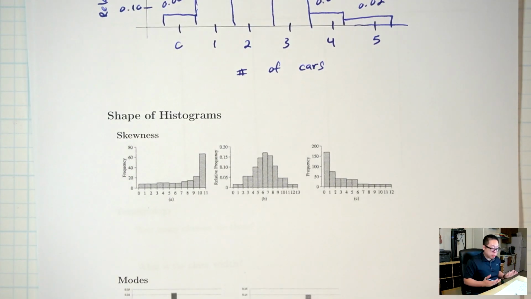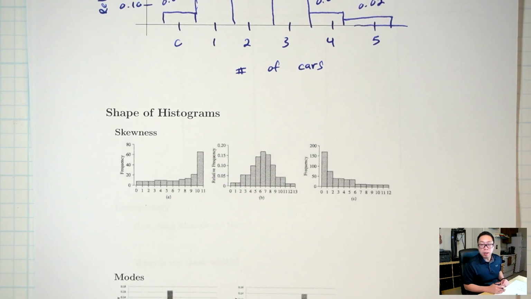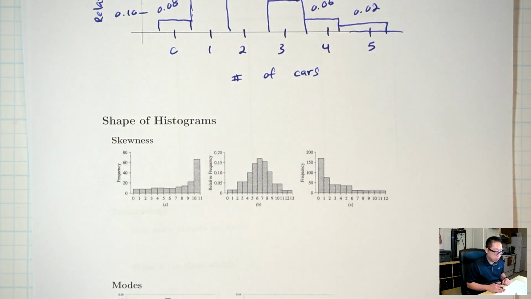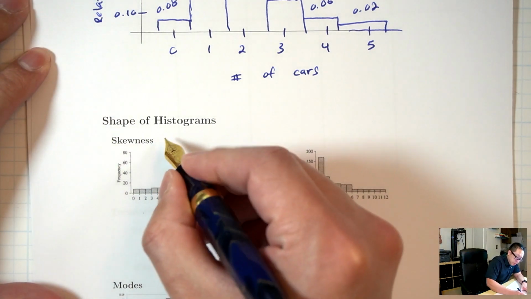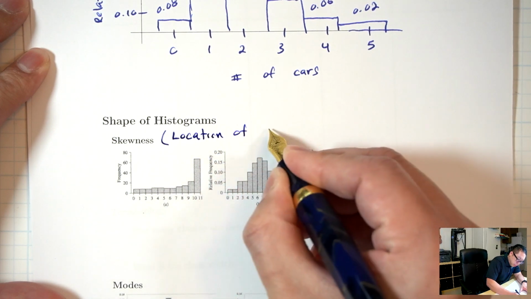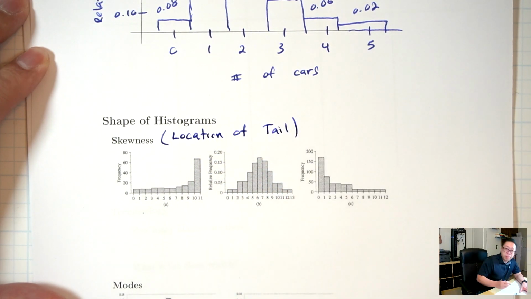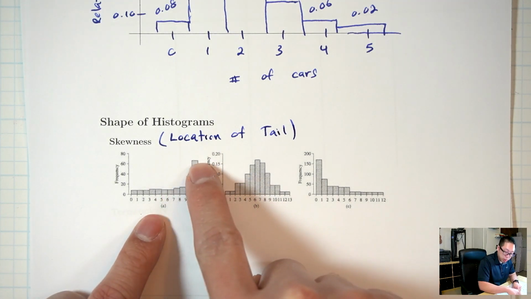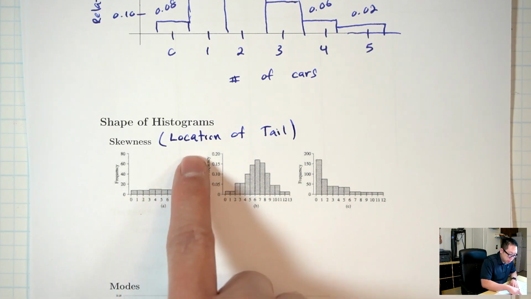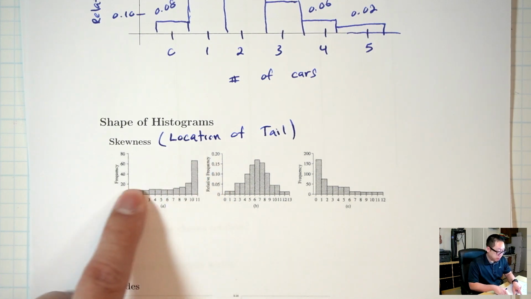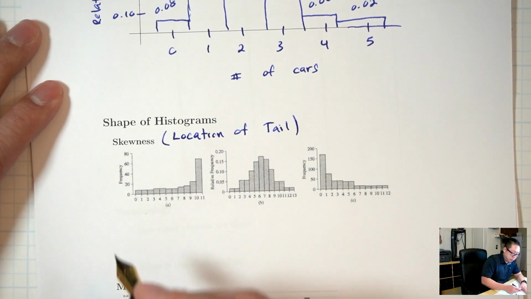Okay, so now that we know what histograms are, let's talk about some terminology about the shape of the histograms. So the first terminology is skewness. Skewness refers to the location of the tail. Okay, here's the histogram. Notice that you have a high point here, a peak here, and this part is the tail. So this low part here is the tail. So the tail here is on the left side. This is called skewed left.